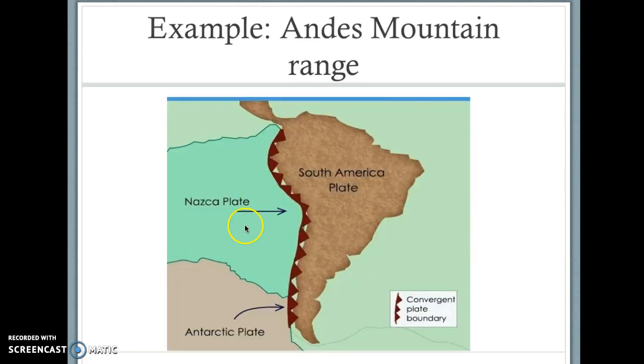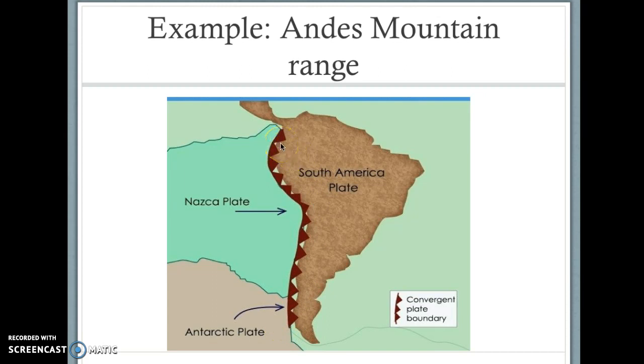Now you have the Nazca plate and the South American plate. This forms the Andes Mountains range, which runs along 7 different countries. If you are not familiar, maybe Machu Picchu might stick out to you specifically. Once again, we're going to get mountain ranges, earthquakes, and volcanoes. There are tons of different live and active volcanoes, and there are constantly earthquakes.